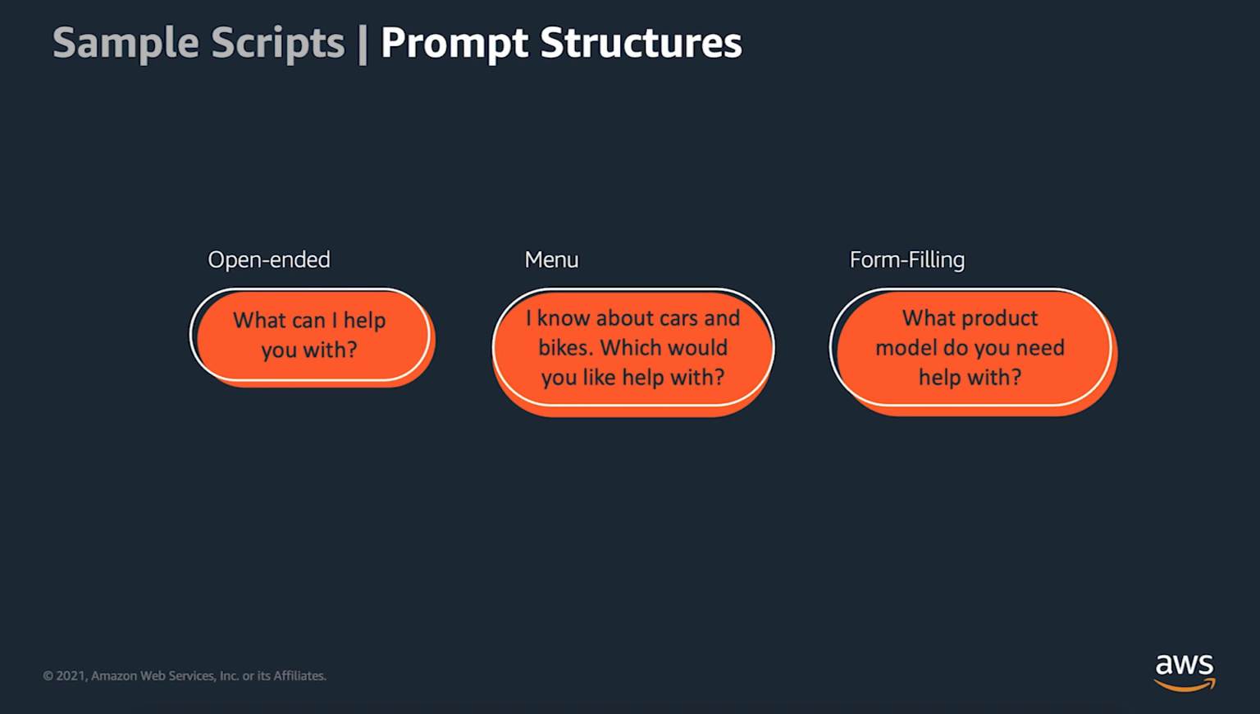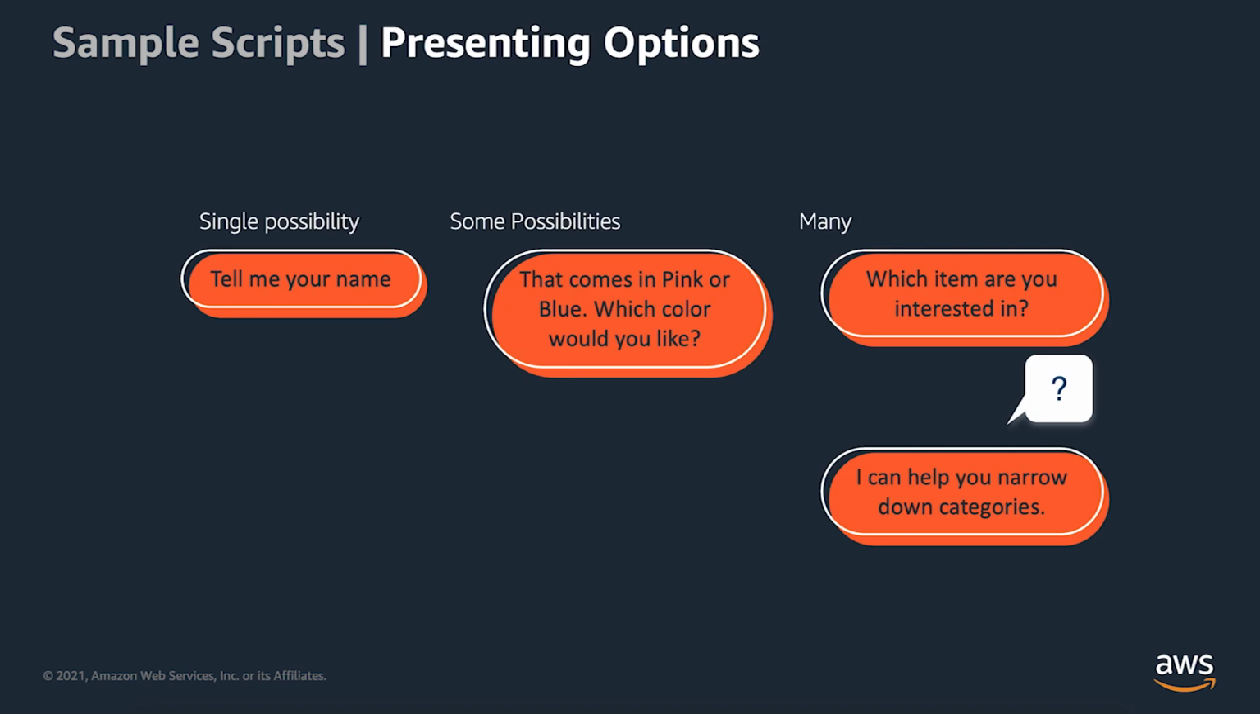Something else to keep in mind would be how you present these options. So for example, you could have a single possibility like, tell me your name. You could present options and have multiple options, like, it comes in pink or blue. Which color would you like? Or you could have many options. So which item are you interested in? Maybe the user doesn't necessarily know what items are available. You can have some kind of prompt that is like, I can help you narrow down these categories.